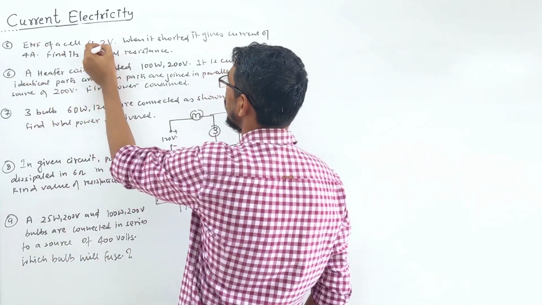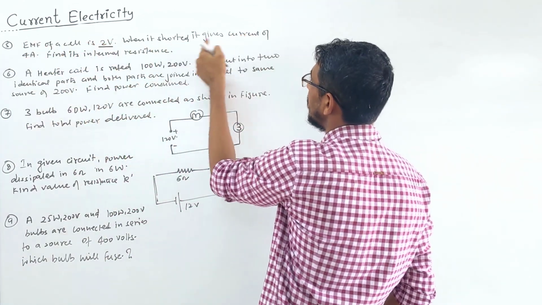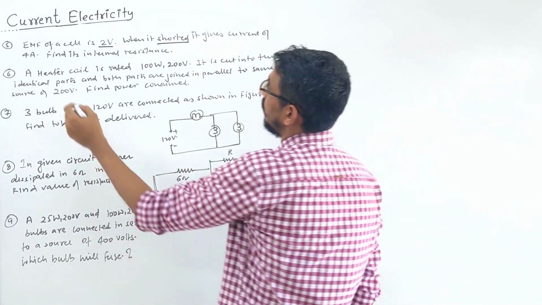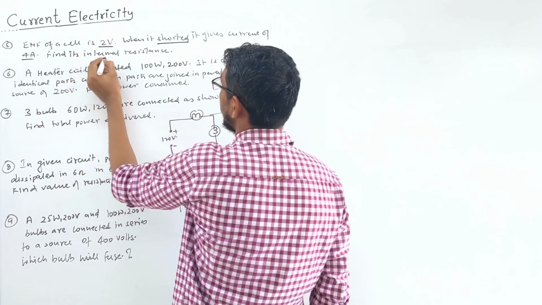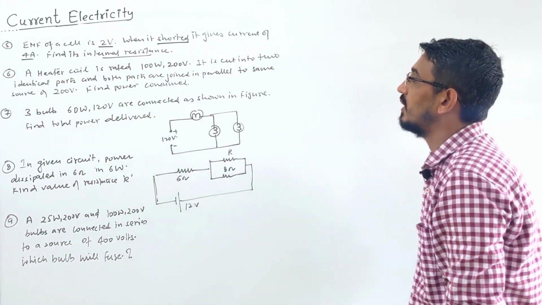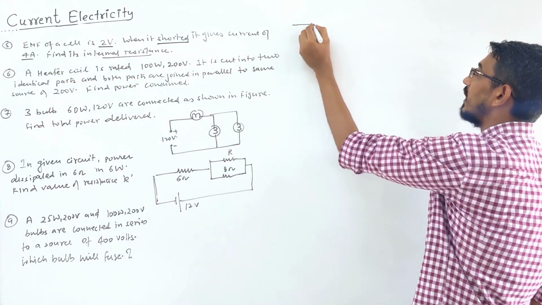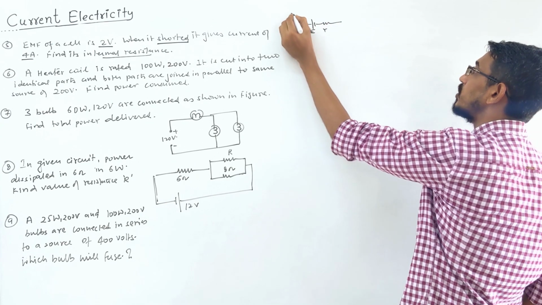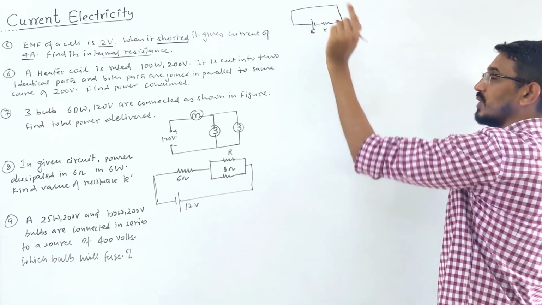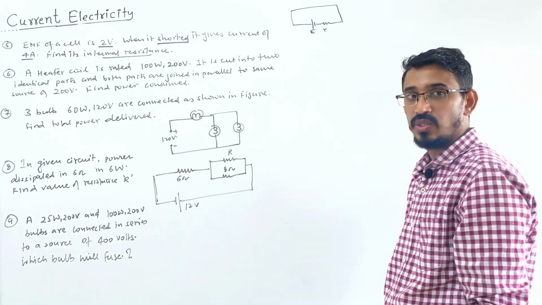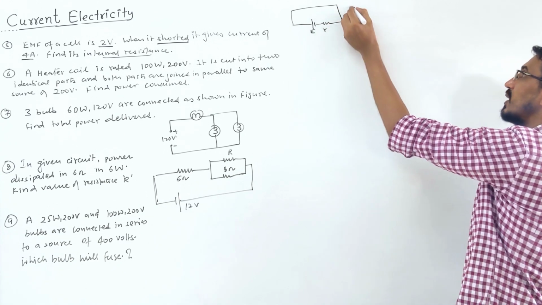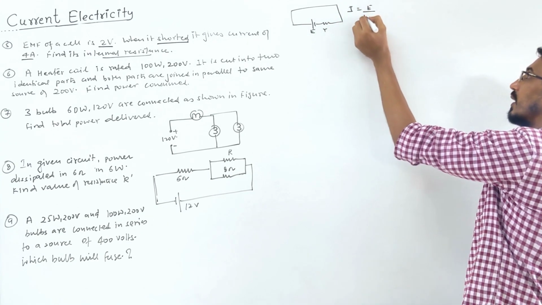The EMF of a cell is given as 2 volt. It is shorted, short circuit, and it gives a current of 4 ampere. Find its internal resistance. Okay, you have a cell with EMF E and internal resistance r, and shorted means you have connected a wire of 0 resistance across it. This is called a short circuit. Suppose the external resistance R is 0. What is the current? Obviously E upon R plus r. This is the total current.